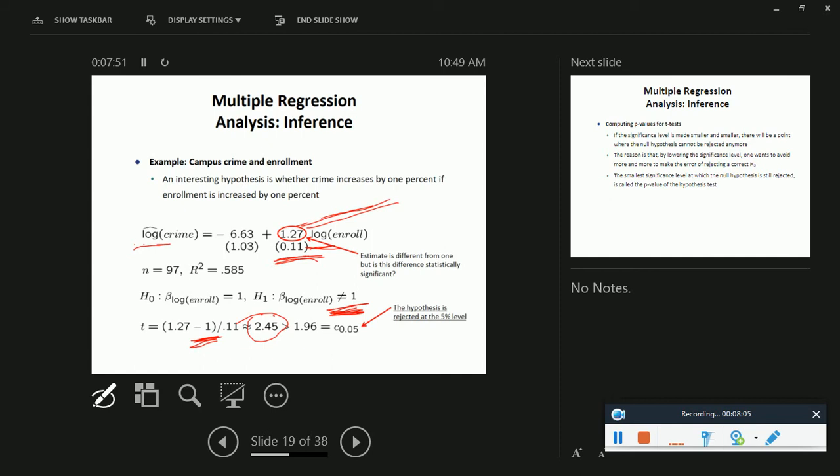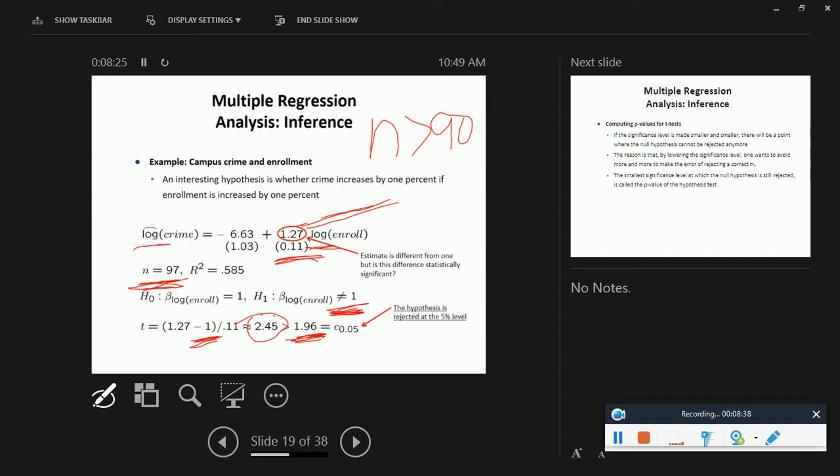What is the critical value for 5% significance level, or a 95% confidence interval? Okay, so at 5% significance level, the critical value is 1.96. That's actually for a normal distribution, not for a t distribution. But since the n is large, and I have told you guys that if n is greater than 90, the t distribution behaves like a normal distribution.